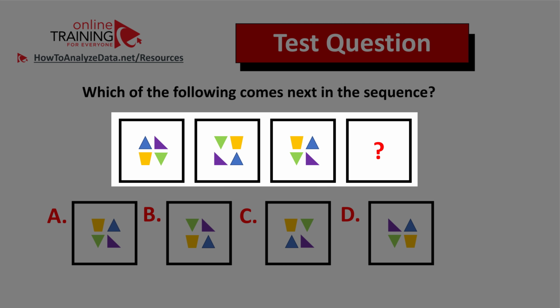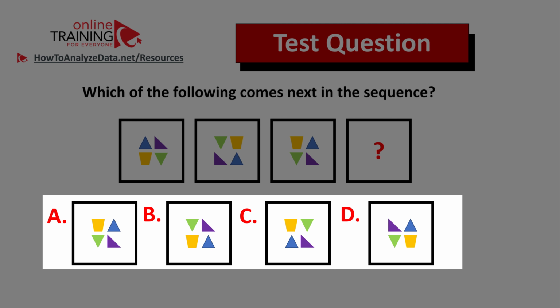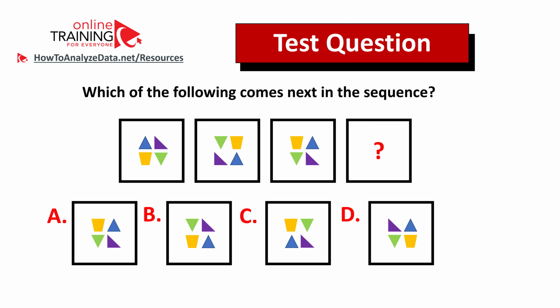The fourth square is unknown, and you need to detect it from the 4 possible choices. Choice A, B, C, and D. Do you see the answer? It's not obvious. Give yourself 10 to 15 seconds to see if you can recognize the answer.